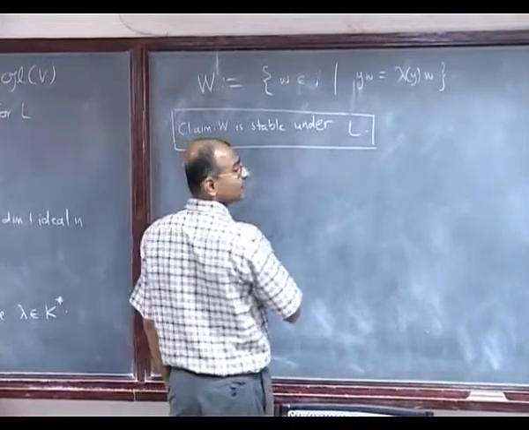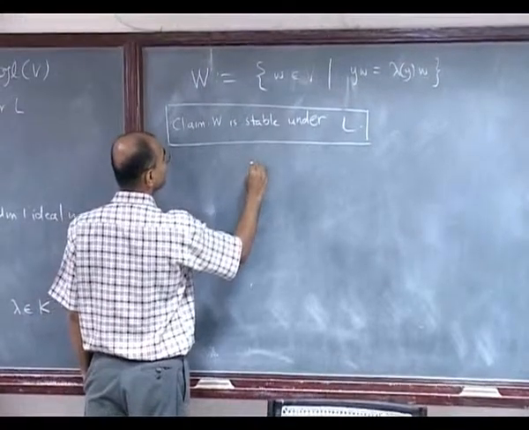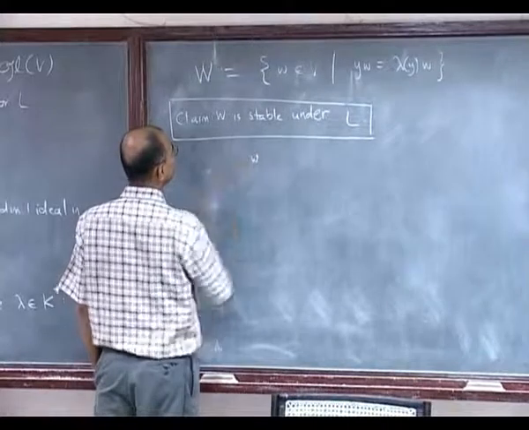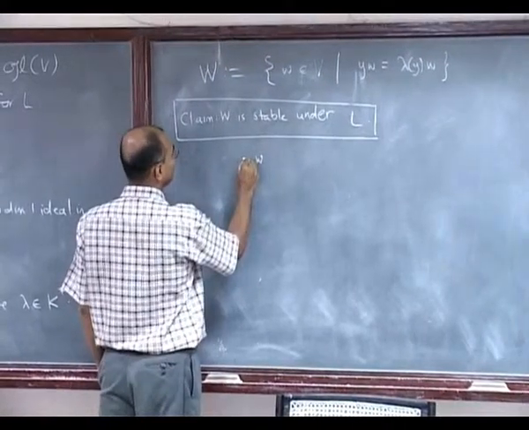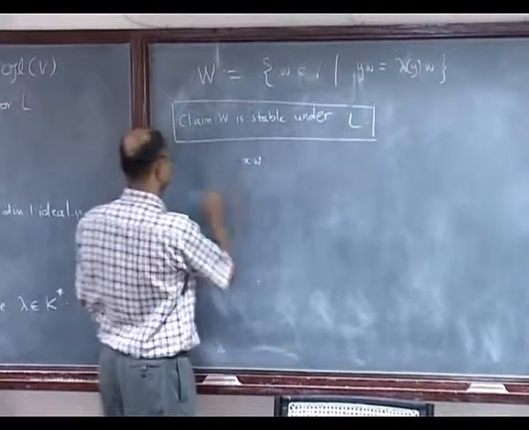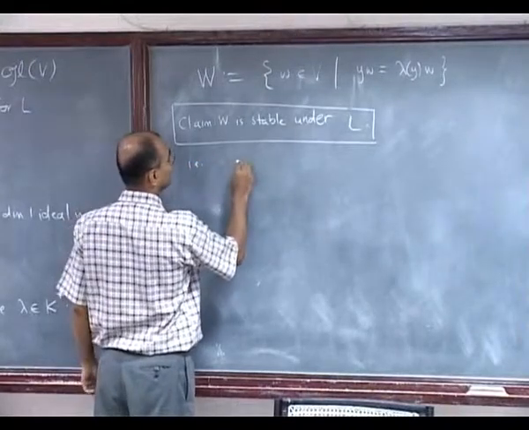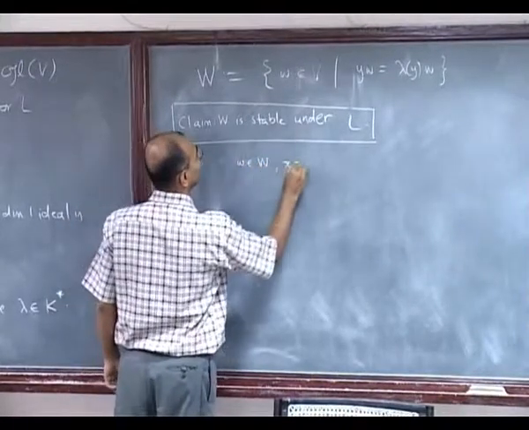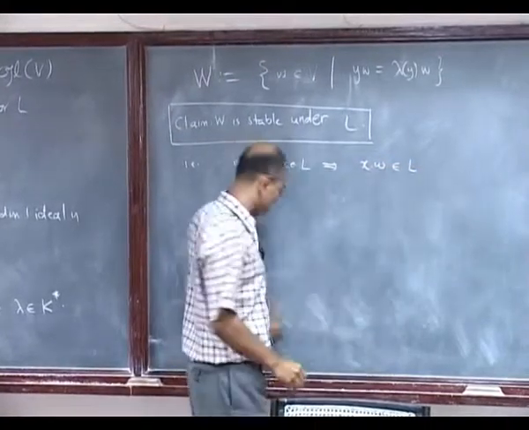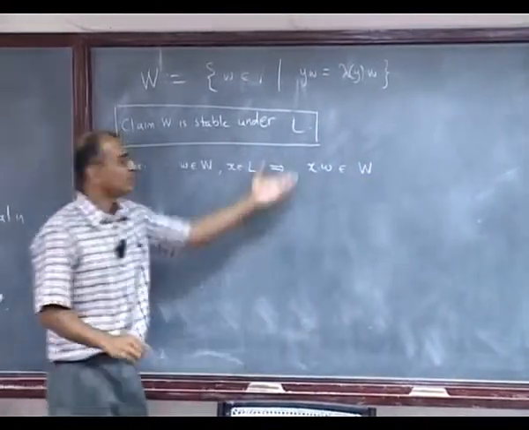So let's try to do this calculation. W is stable. So that means I have to take a vector W in capital W, and I have to act on it by an arbitrary element x in L. We need to show that for W in W, x in L implies x dot W is also in W.